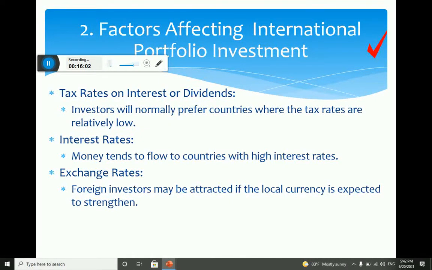Investors will normally prefer countries where the tax rates are relatively low. Why is there more investment in the UAE or in other countries where tax rates are low? It's because the UAE was before a tax-free zone, so all the people from around the world brought their money to the UAE, and they invested their money in the stock exchange of the UAE. It's because of the tax rates. The government did not charge any money from the payments that the investors received as a dividend or as an interest. So that's why people started investing there.